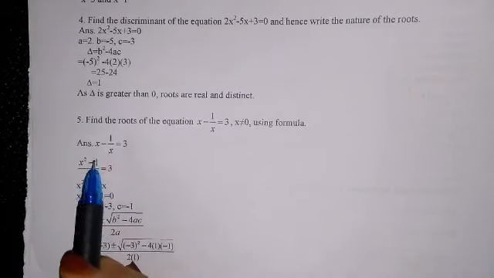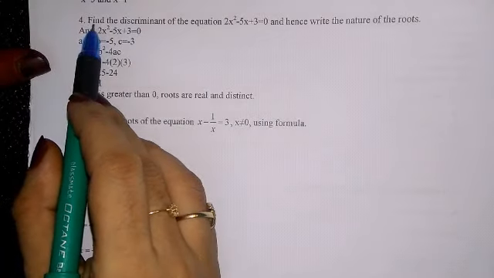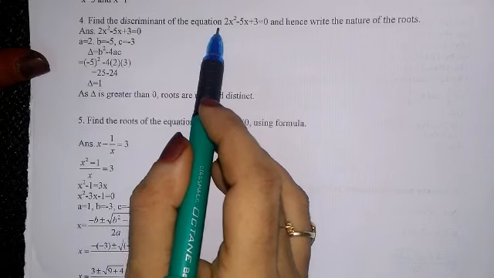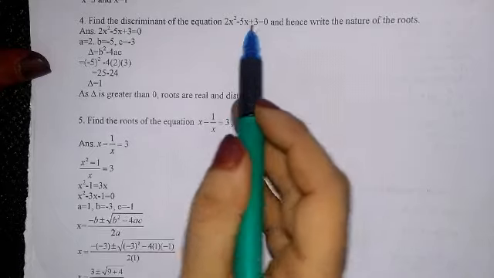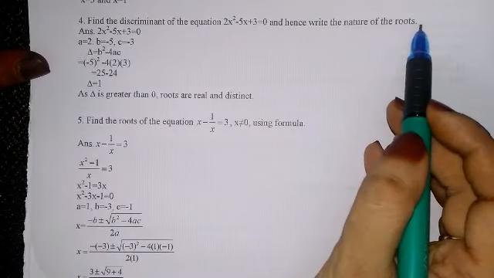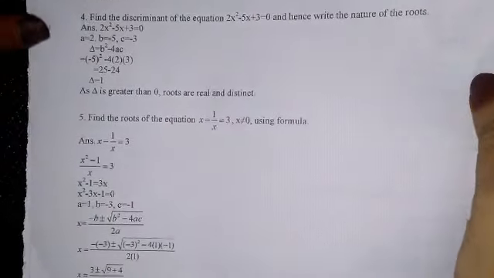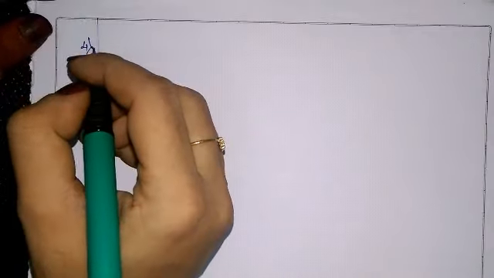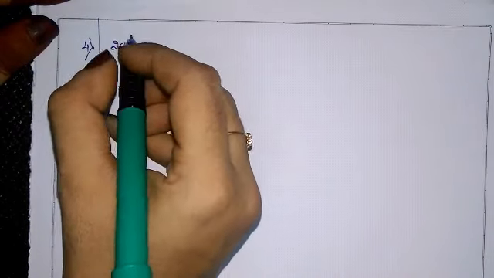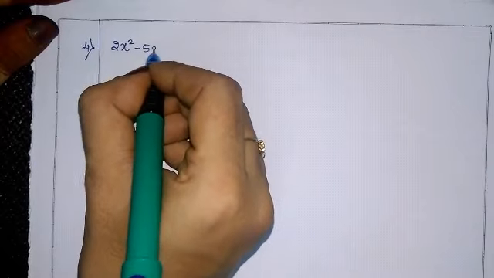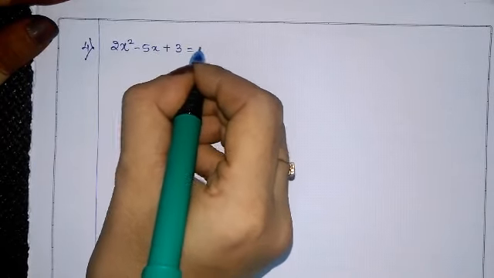Let us see next question now. Question number 4. Find the discriminant of the equation 2x square minus 5x plus 3 equal to 0, and hence write the nature of root. Okay, write the nature of root also they have told. So the question is question number 4. Find the discriminant and also nature of root. 2x square minus 5x plus 3 equal to 0.